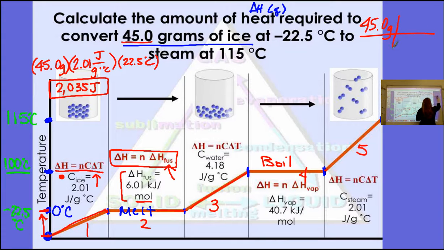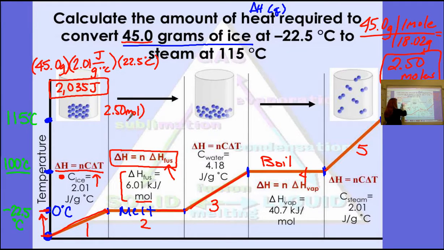45.0 grams of H2O, I have to convert that to moles. The molar mass of water, 2 H's and 1 O, is 18.02 grams. When you divide that, keeping 3 significant figures, I get 2.50 moles. That's going to be my N.